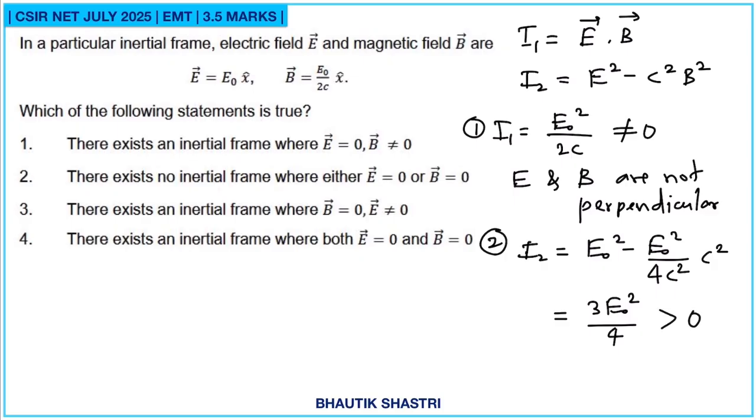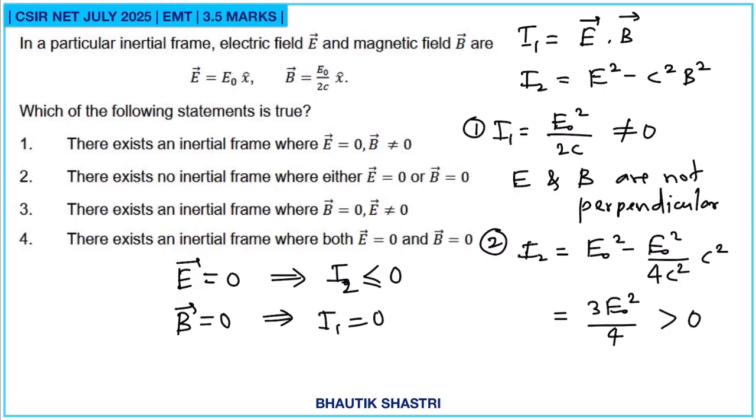If this is greater than 0, that means electric field dominates over the magnetic field. Now let's consider some cases. Suppose E bar is equal to 0. This implies that the electric field will not dominate over the magnetic field. That means I2 will be less than or equal to 0, but which is not the case. And suppose B is 0. In that case I1 will be 0, but it is non-zero in our case. That means such an inertial frame will not be possible in which either E or B is 0. So option B is correct.